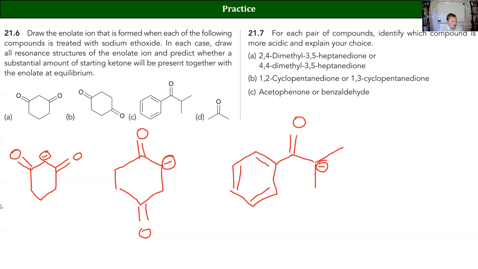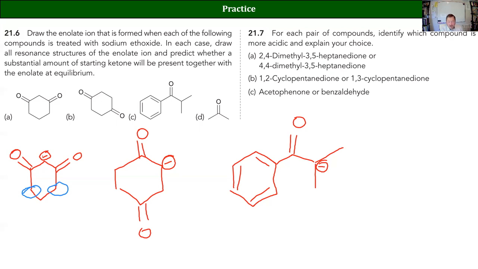Okay, so for these first few, when you've got the beta diketone, the only enolate that you're going to form really is the one that puts the negative charge in between the two ketones. That's so much more stable than putting it on either of the other two possible alpha carbons. Those alpha carbons could in theory be deprotonated as well, but you're not making something with nearly as much resonance stabilization. And so it's going to be a lot harder to deprotonate those alpha carbons that I circled in blue.